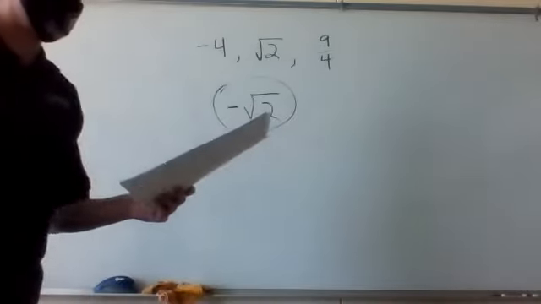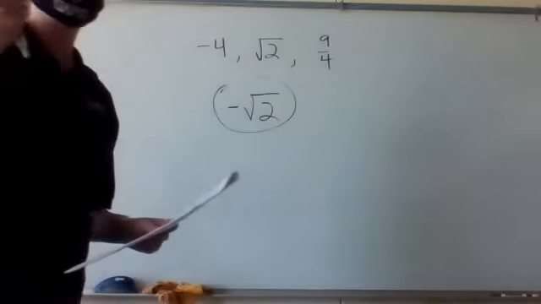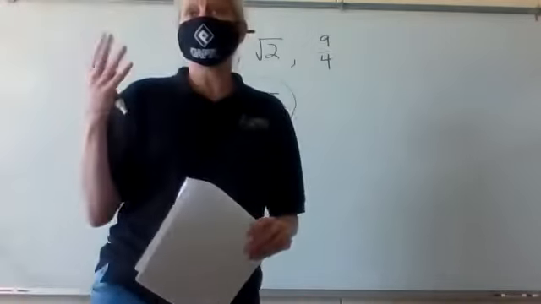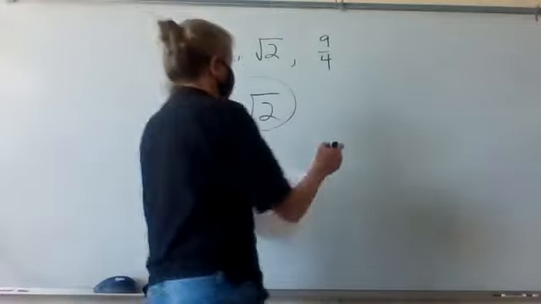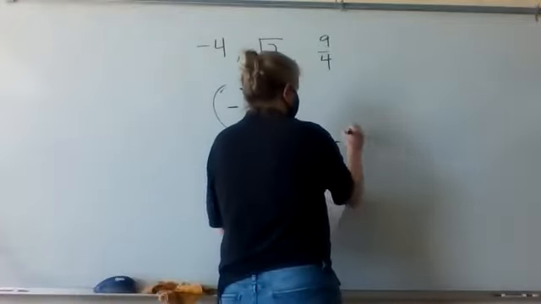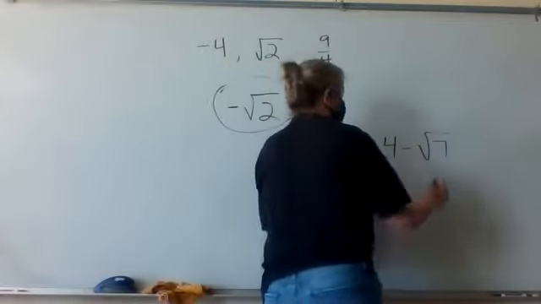Number 8, same kind of thing. Suppose you have a polynomial function of degree 4. So it gives me 2 zeros. Well, if I have degree 4, that means I'm going to have 4 zeros. So let's see. The ones it gives me are negative i and 4 minus the square root of 7.